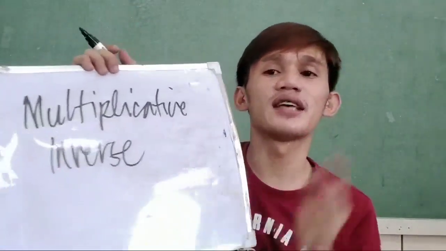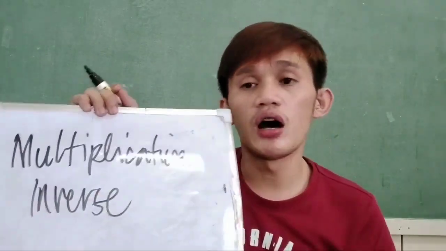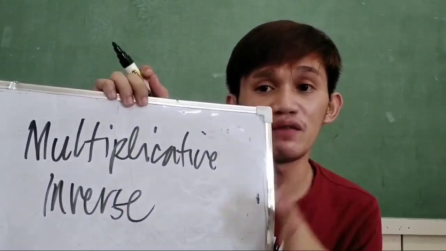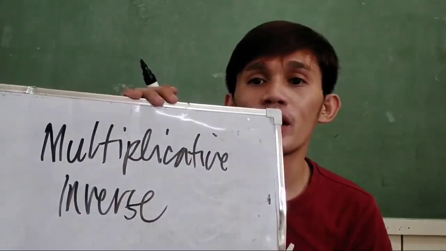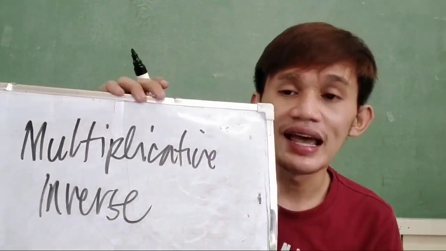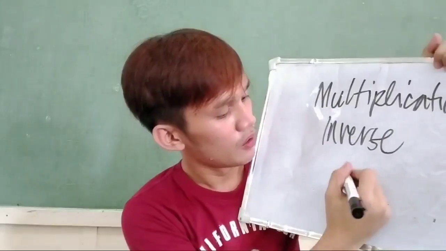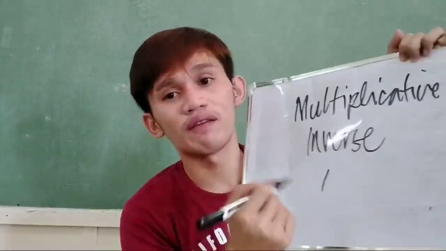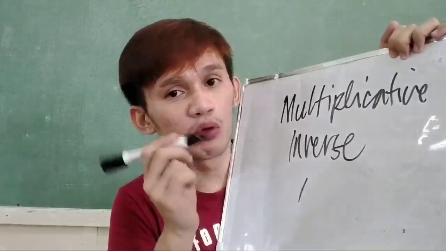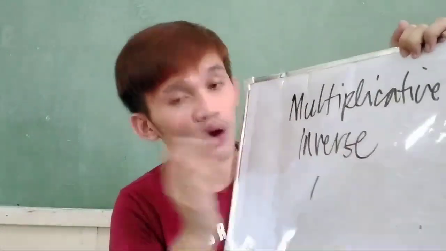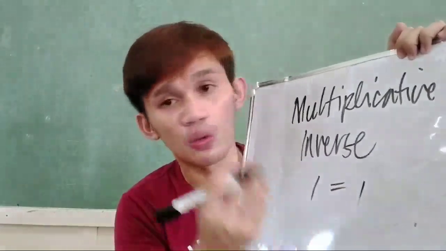Okay, so next is the multiplicative inverse. But before we proceed with the property of multiplicative inverse, let me first discuss with you what a multiplicative inverse is. For example, we have the number 1. And you were asked to find the multiplicative inverse of 1. The multiplicative inverse of 1 is also 1.